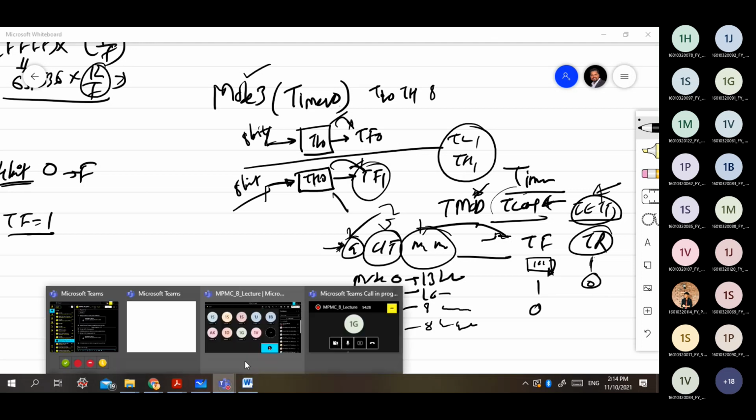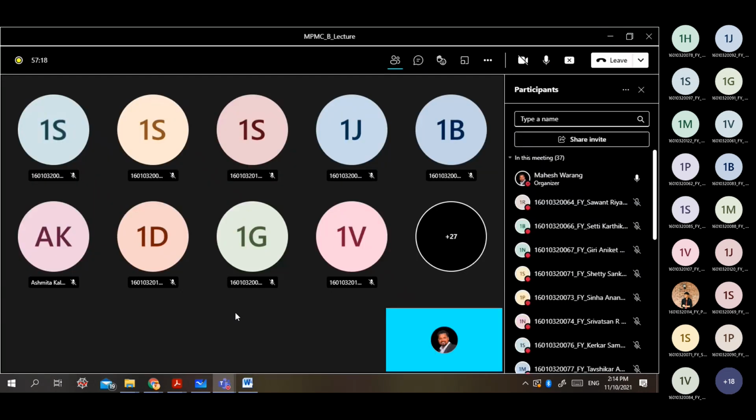Fine. So that is all regarding the timer. I hope you understood what a timer is, what the timer modes are, what TCON is, what TMOD is. In the next lecture we start with the programming. So that's it for this lecture.